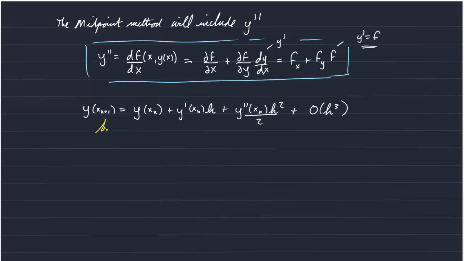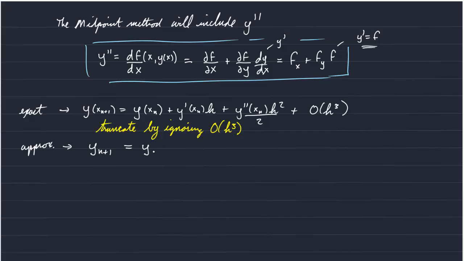So we'll truncate by ignoring the remainder. And this gives us our approximate solution. And the approximate solution we'll write is y sub n plus 1. This is our approximate solution. And this was our exact.